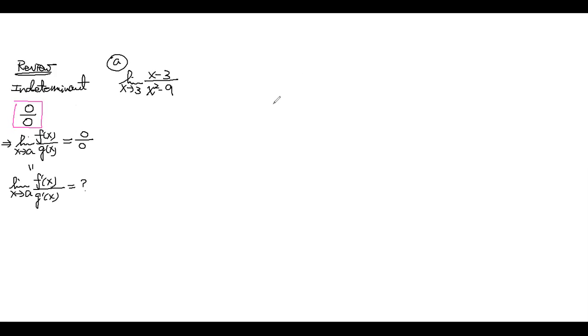So the first thing here, you always substitute to see what you have. So in here, x equals 3. So 3 minus 3 is equal to 0. Then this is x squared, so 3 squared minus 9 is equal to 0. So you do have 0 over 0, the indeterminate form.